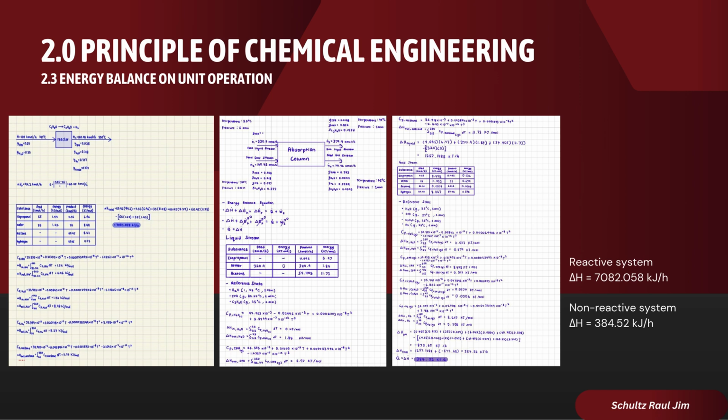The assumptions on this energy balance would be constant pressure at 1 atmospheric pressure throughout the absorption column, negligible kinetic and potential energy change, and temperature at both exit streams is at 45 degrees Celsius. In the liquid stream, we would take the reference state for water and acetone at 25 degrees Celsius and for isopropanol at 82.24 degrees Celsius with pressures at 1 atmospheric pressure at all streams.